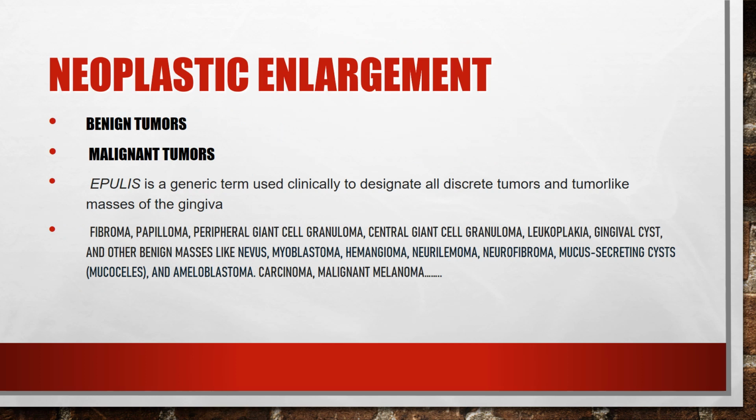Next is the neoplastic gingival enlargement. This could be benign tumors or malignant tumors. This is called epulis, a generic term used clinically to designate all discrete tumors and tumor-like masses of the gingiva. So these are some of the tumors in which gingival enlargement can be seen. So that is the neoplastic gingival enlargement.